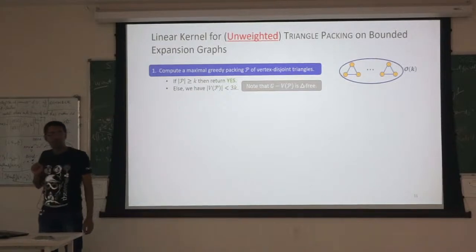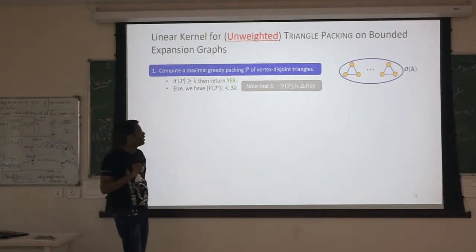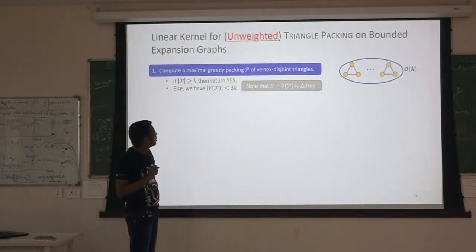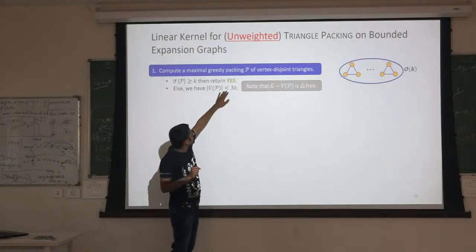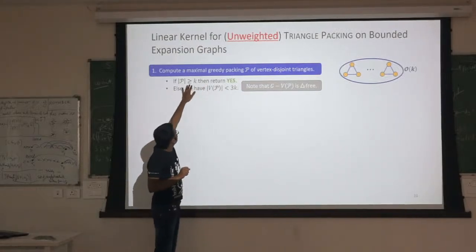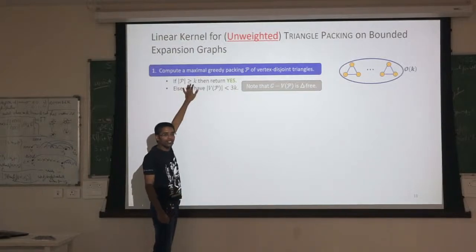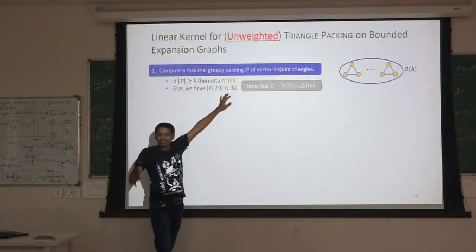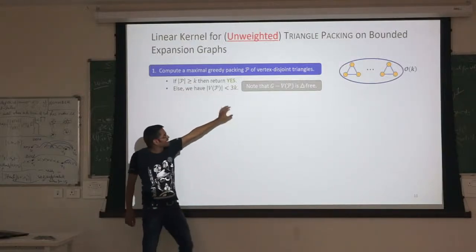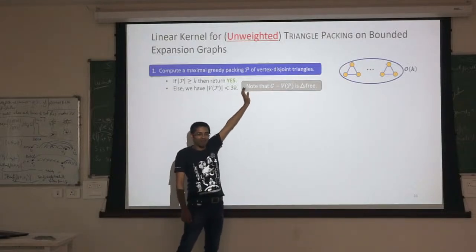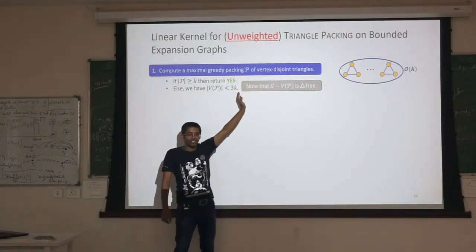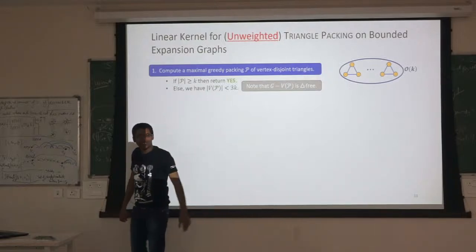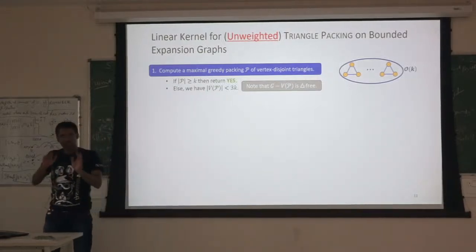Is it less than or equal to 3k? It should be less than or equal to. No, I already said that if you have at least 3k, you are already done. You have a budget of k. It could be even lesser, but I don't want to complicate this slide by giving 3 into k minus 1 and things like that. As long as it is like 3k, we are done. It will work.